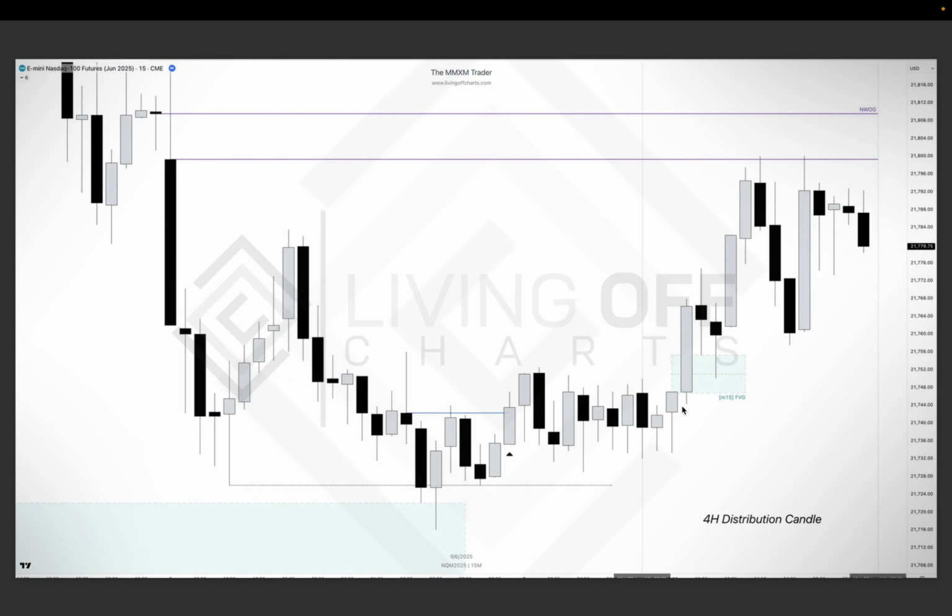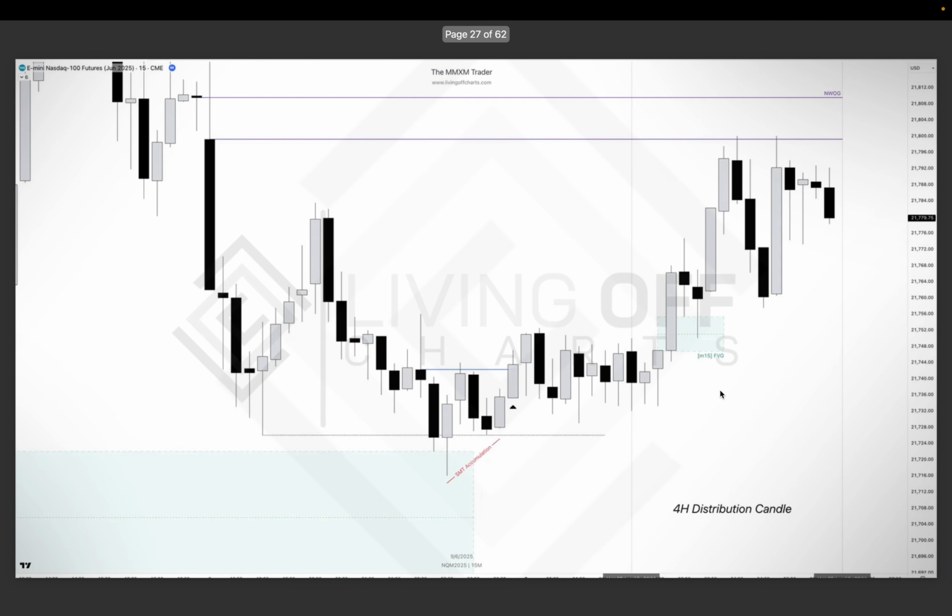Yes, we see an M15 fair value gap form within that 4-hour distribution candle. This right here sets the stage for longs, where buy stops are resting above here, range low to high, or an obvious drawn liquidity like this new week opening gap here. Okay, so that's what we're looking at here in this 4-hour distribution candle.